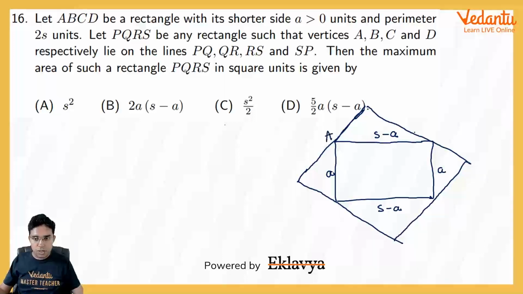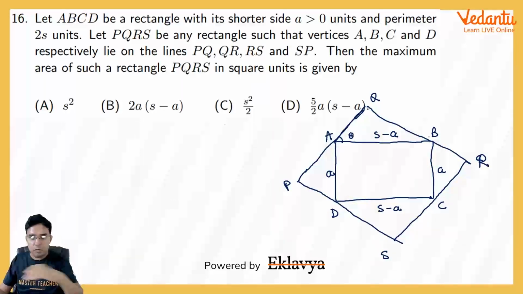So this is A, B, C, D. P should be here so that A lies on PQ, B lies on QR, C lies on RS and D lies on SP. Now we have to find the maximum area of such a rectangle. So let us take this angle to be theta, because that's a variable. I could have taken this any value of theta here by tilting PQ with respect to AB.